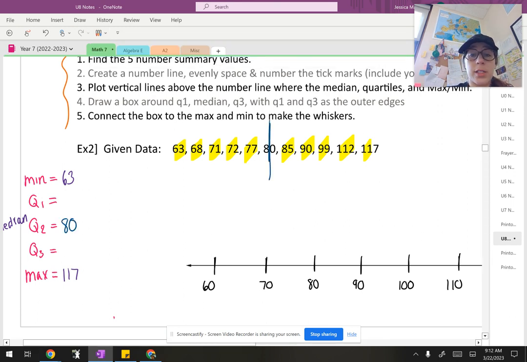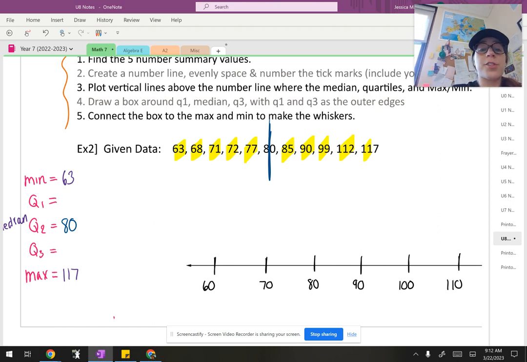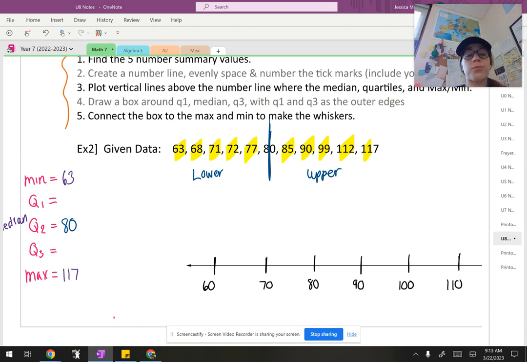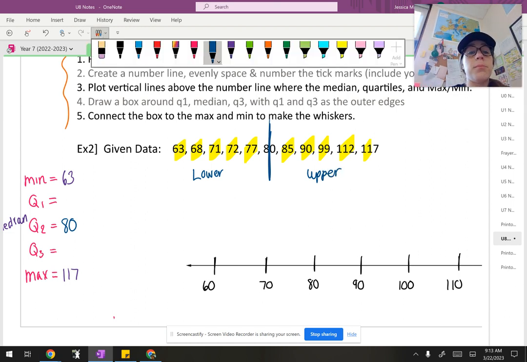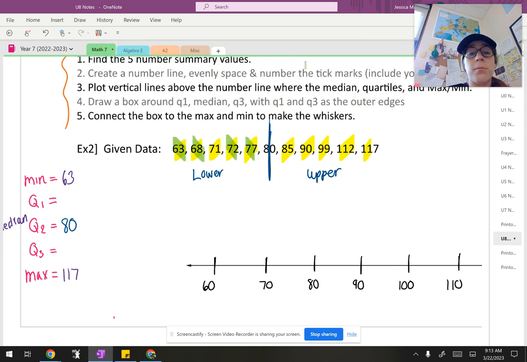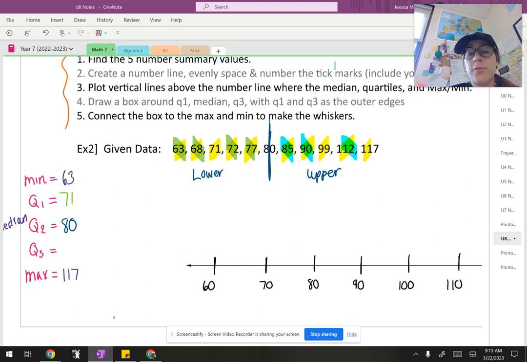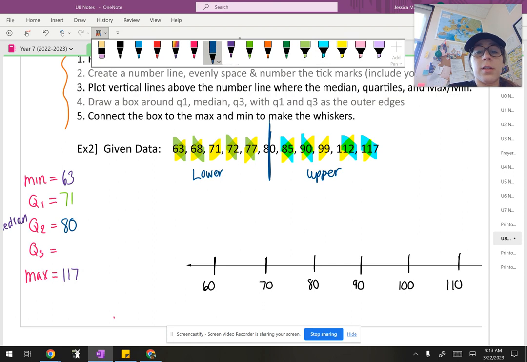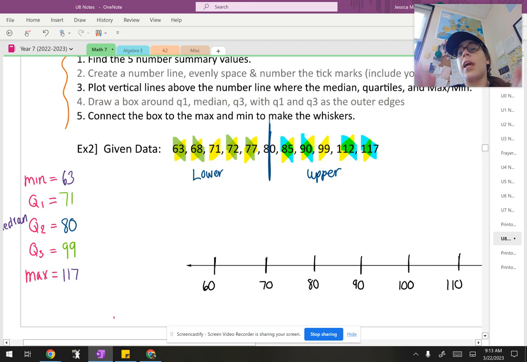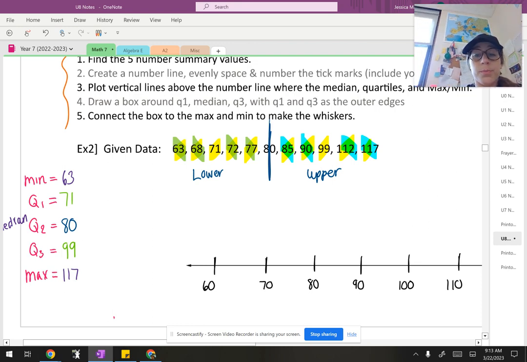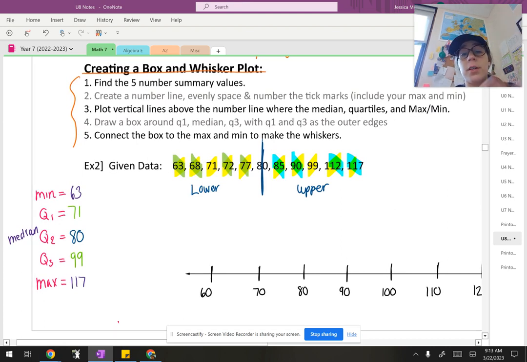So that median, that's where I split my data into 2 halves, into the lower half and the upper half. Q1, like we said, is the median of that lower half. So here I'm going to take my lower half and I'm just going to, again, find the median. This time, 71. Same thing for the upper half, getting 99. Remember, if you have 2 numbers in the middle, you're just taking the average of them, adding them and dividing by 2. All right, 5-number summary, done.